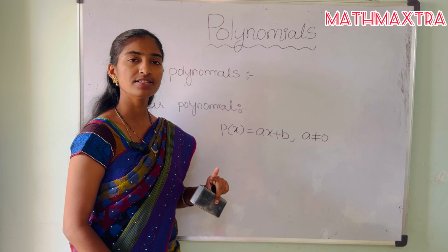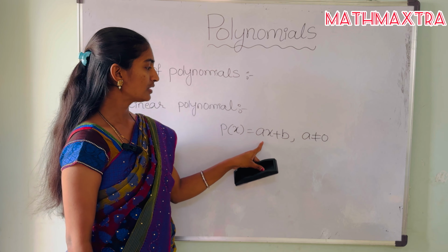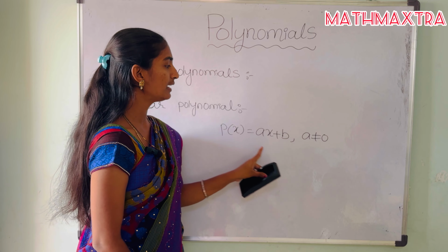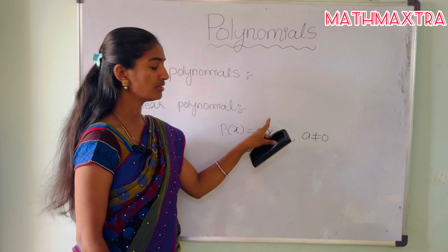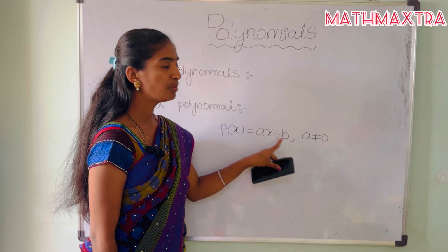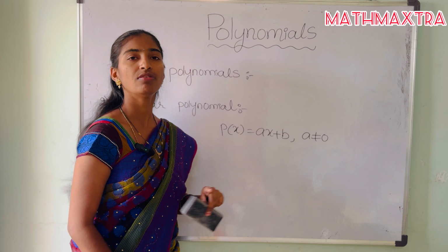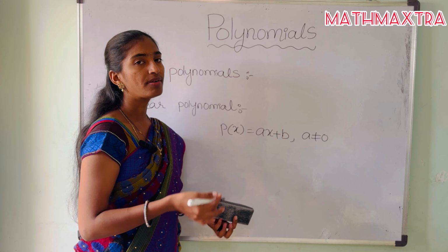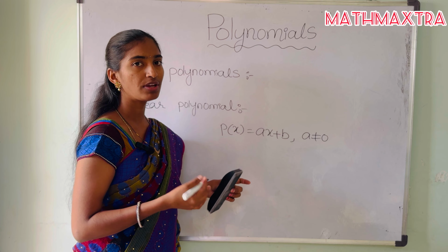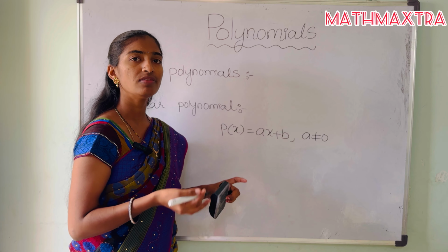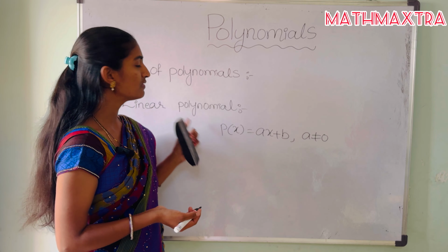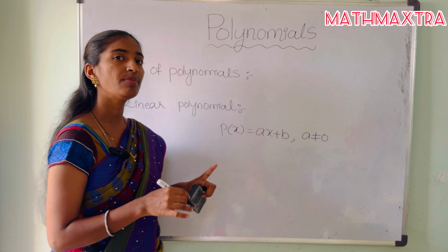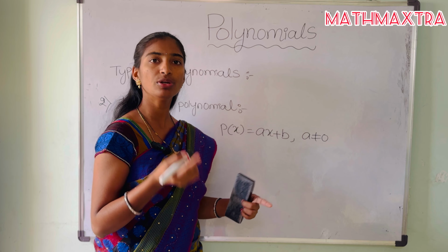What happens if a is equal to 0? If a is equal to 0, the ax term vanishes, right? Then you will remain with the constant value. The degree of a constant polynomial is always equal to 0. But in the definition of a linear polynomial, the degree must be equal to 1, right?